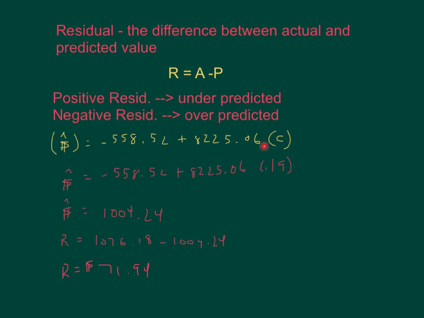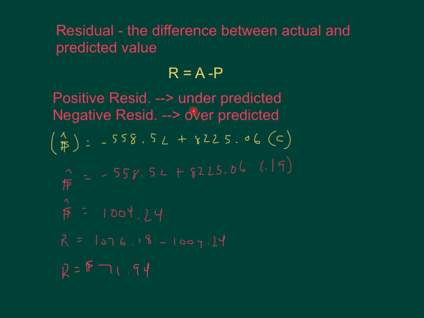Let's take a look at our model. How about a 0.19 carat diamond ring? It's kind of a small diamond ring, okay. We multiply that times our value here first, then we subtract the 558. And what does a small diamond ring cost? It costs about $1,000. All right, it's kind of expensive. Yes, diamonds are expensive. And that's what we're guessing it's going to cost. What did it actually cost in our list of data? It actually cost $1,076.18. What's 1,076 minus 1,004? $71.94. That value is positive because it was an under-prediction.